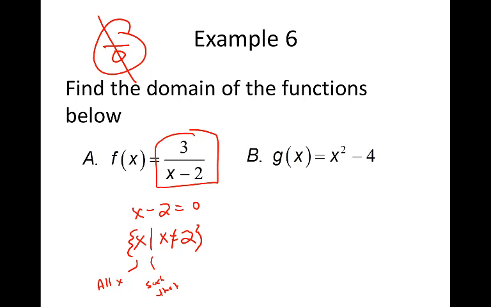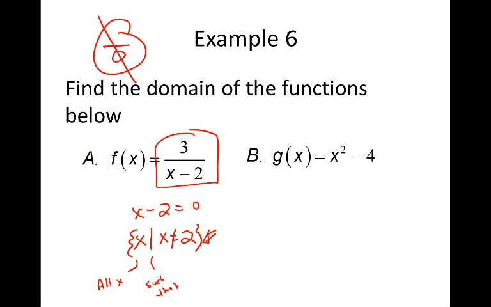I'll have some value. Now if you're in Dr. McDaniel's class, you can just write that out in plain old English: all x except x can't be 2. I'm okay with that. But just know, at least be able to pick this out of a lineup if it's in a MyMathLab or something.